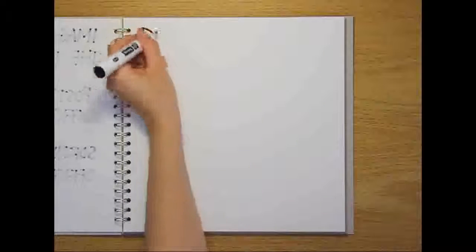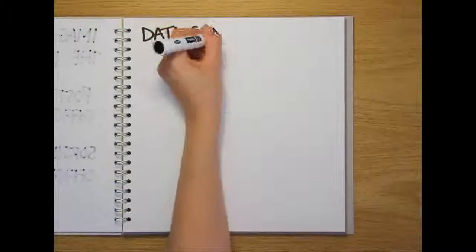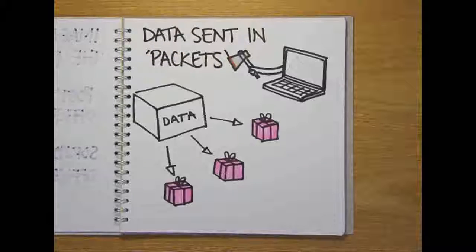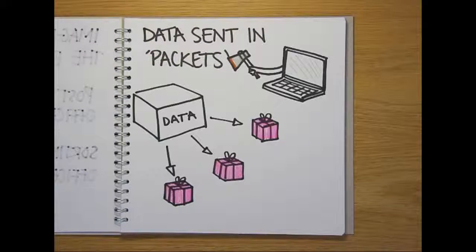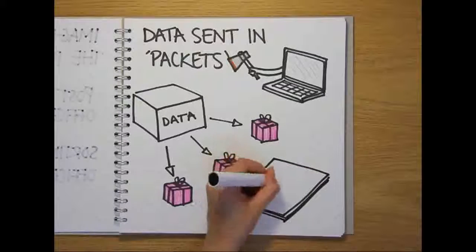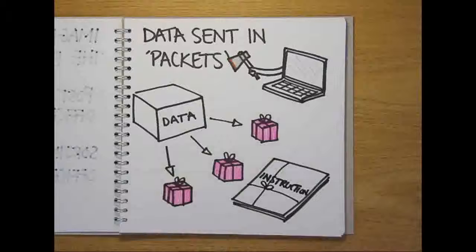But how is the data actually transmitted? Because it's not practical to send data in one big chunk, your computer chops files into a series of smaller pieces called network packets. These are each wrapped up, addressed and sent individually, along with instructions explaining how to reassemble the packets to recreate the original file.